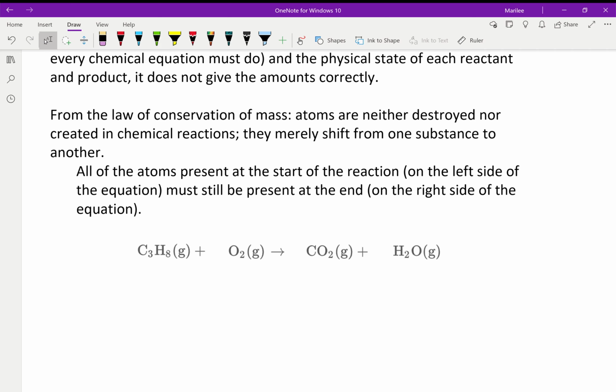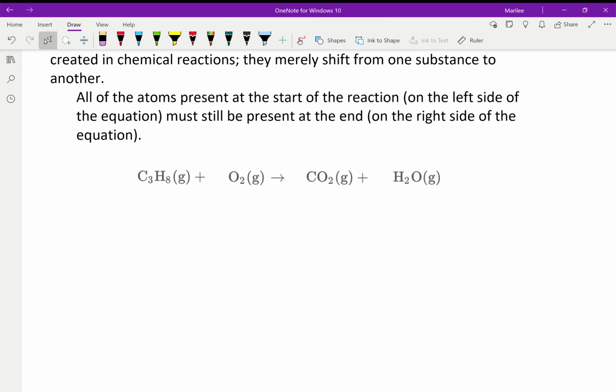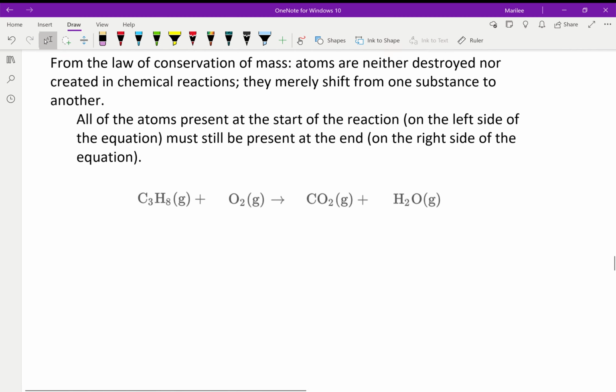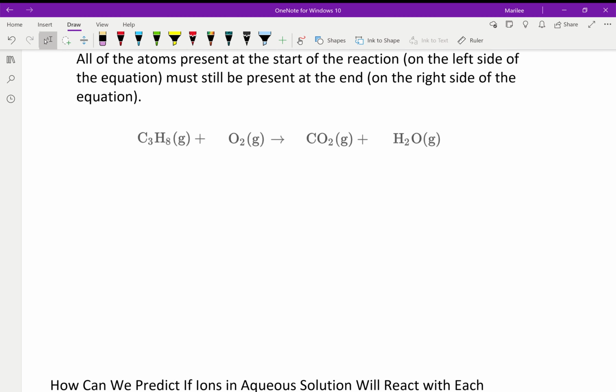In order for me to point that out to you, we remember the law of conservation of mass, right? Atoms are neither destroyed nor created in a chemical reaction. They merely shift from one substance to another. So all of the atoms present at the start of the reaction, which is on the left side of the equation, must still be present at the end of the reaction, which is the products on the right side of the reaction. So here we have our equation from before.